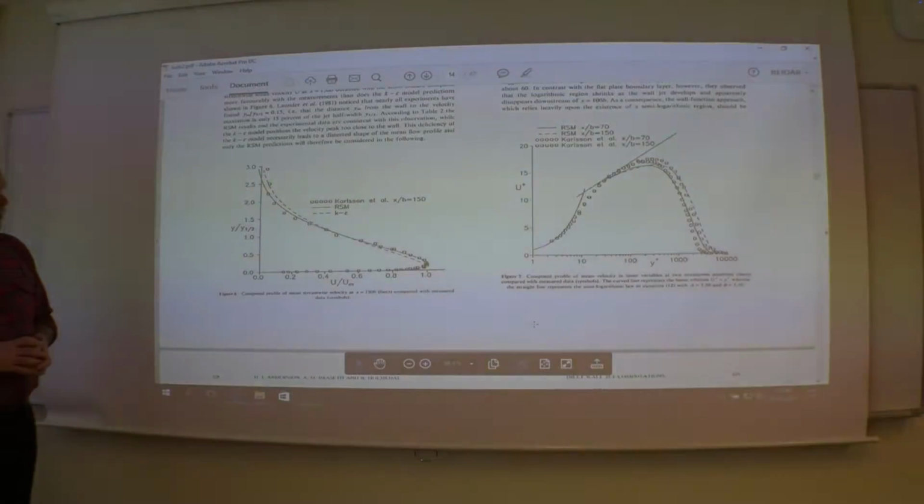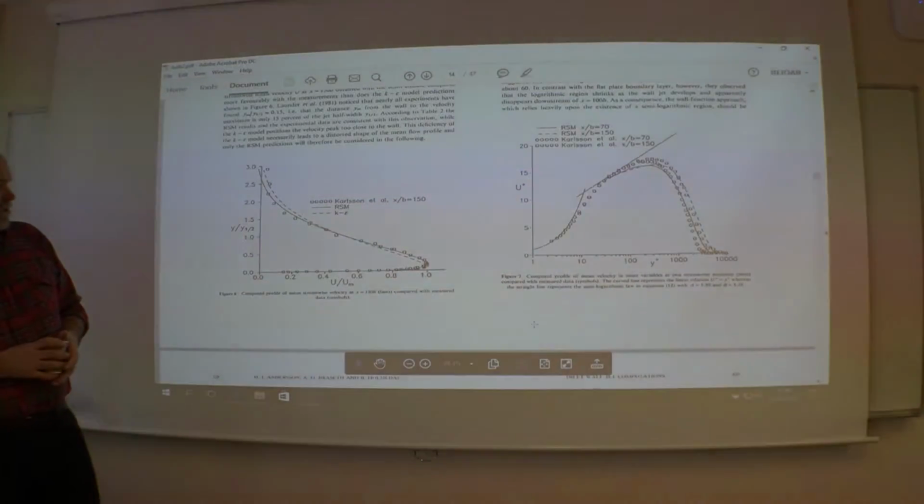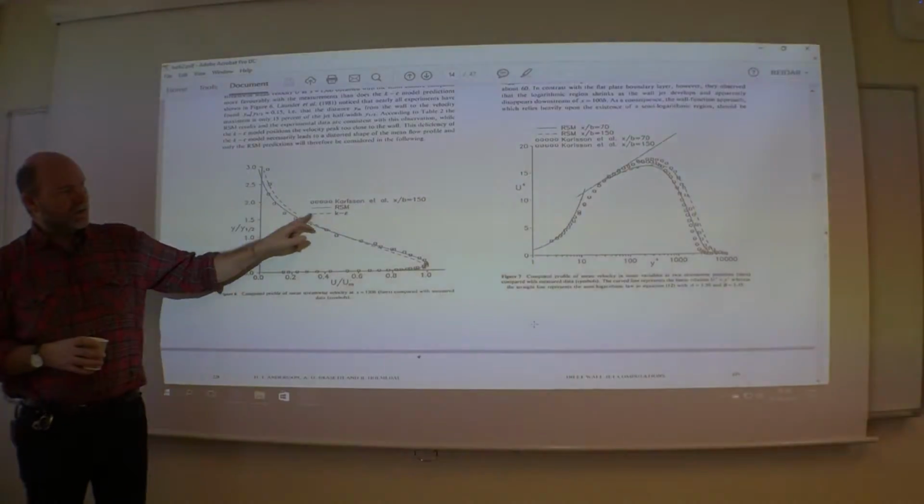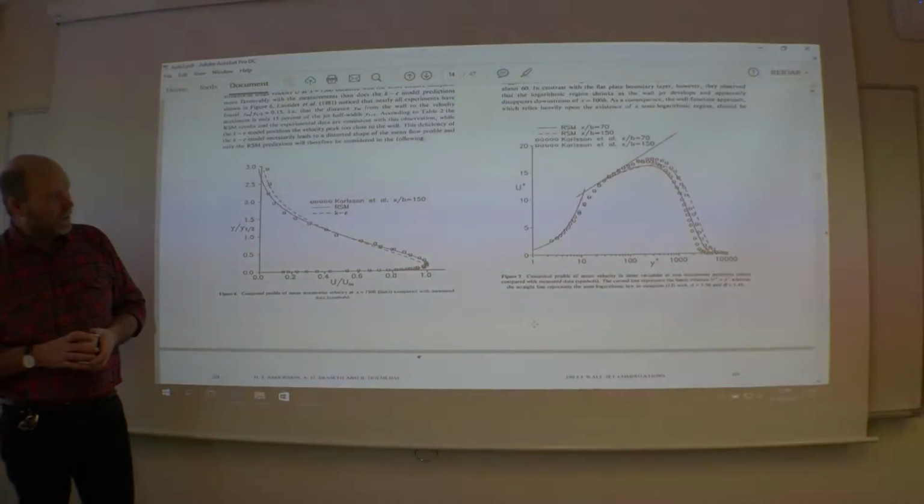Yeah, some other comparisons. K epsilon actually not so totally bad, but a little bit off.